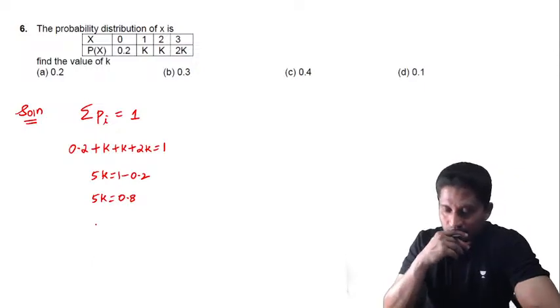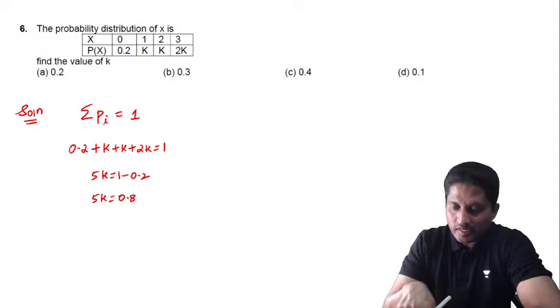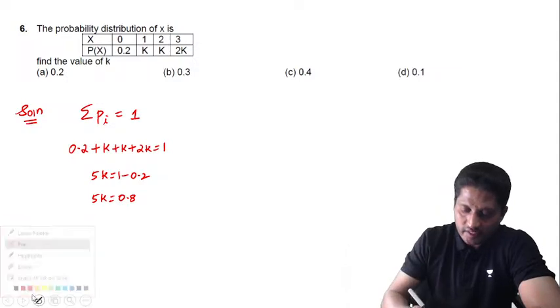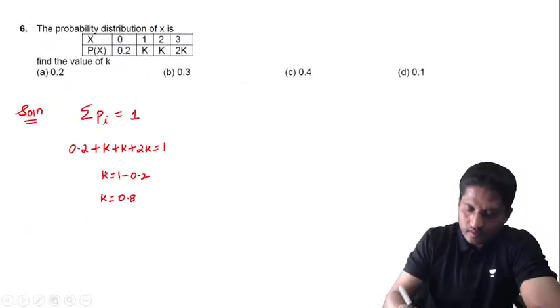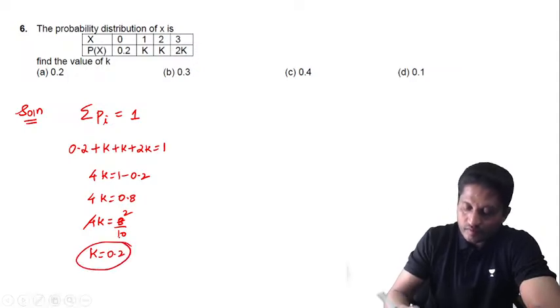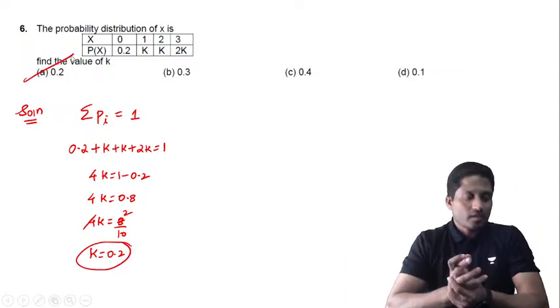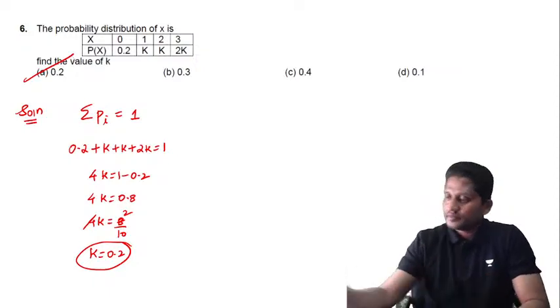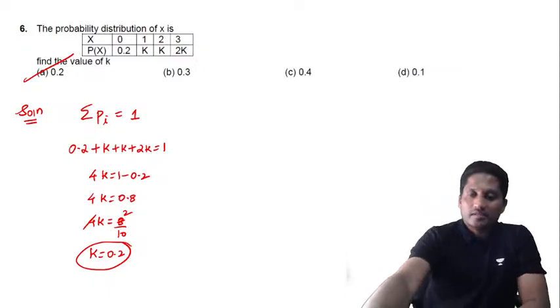Okay, and then 0.2 plus k plus 2k is equal to 1. Sorry, this is 4, you will get 4k is equal to 0.8. Now 4k is equal to 8 by 10. This will cancel 2 times, k is equal to 0.2. Answer is option A. Isn't it, guys? Answer should be option A only. Right, let's move to the next question.